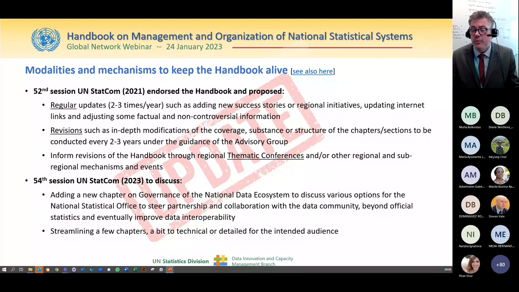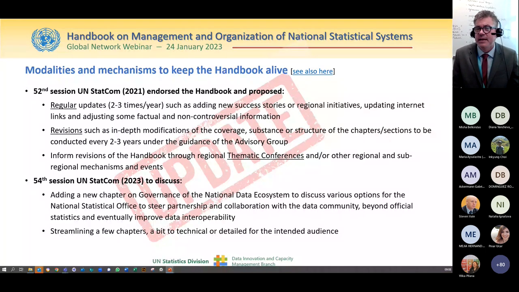Our idea is to continue with thematic conferences. They can be independent of any other regular regional or sub-regional events, but maybe this is not the way we're going to take. They can also be combined with other activities that are going to happen in regions or sub-regions, adding maybe one or two sessions to something that is already on the agenda. So this is a little bit how, but of course many other events will be there where we will try to extract the information that will be necessary for us to update this handbook. But you can see that this is a task, right? And we really count on all of you to inform us when you have the feeling that something in the handbook is outdated, when there is a new success story, etc.